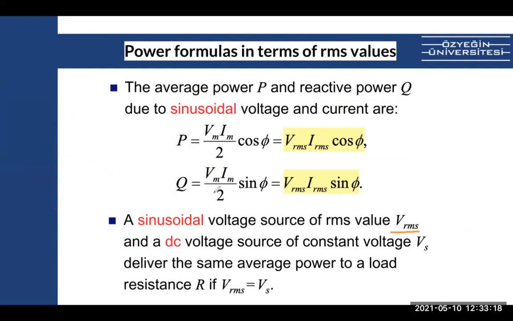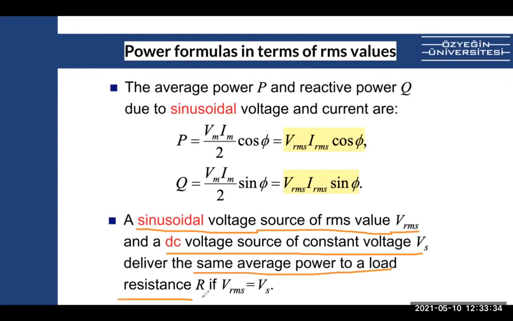The meaning of RMS is that a sinusoidal voltage source of RMS value VRMS and a DC voltage source of constant Vs deliver the same average power to a load resistance R if VRMS is Vs.